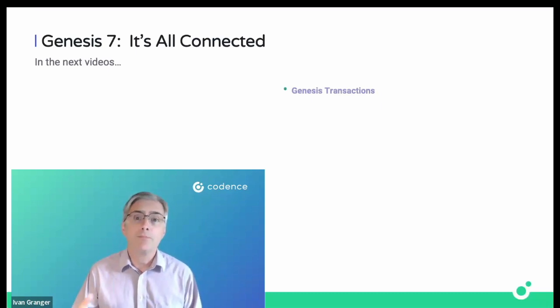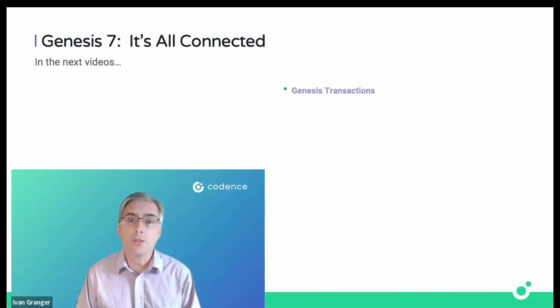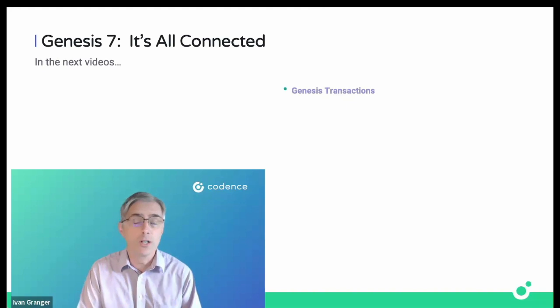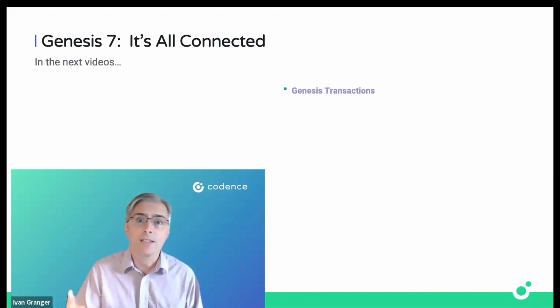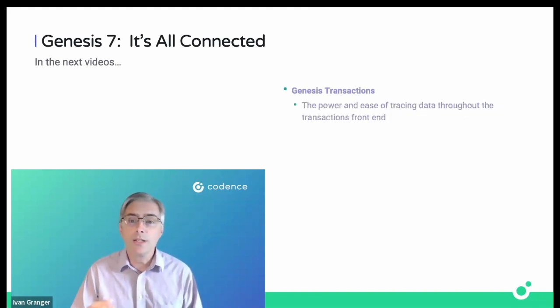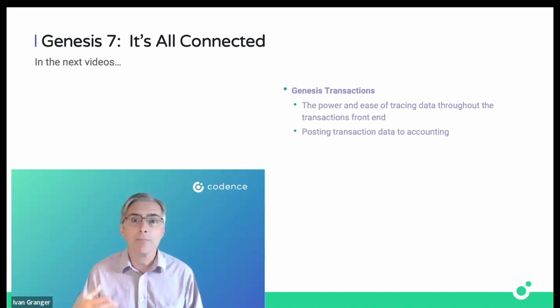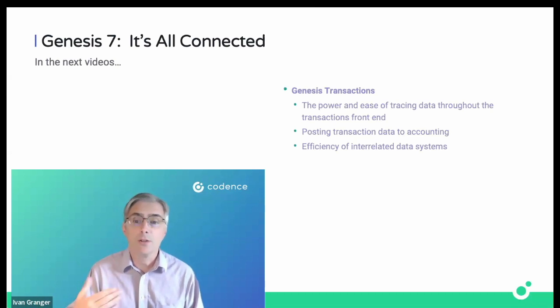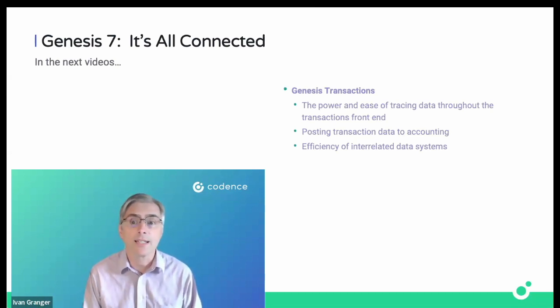It's optional, but whether you choose to use your own preferred front-end solution or Genesis Transactions, it's a good place for us to start, both to see where the data begins that will eventually end up in Genesis Accounting, but also to see the power of being able to trace interrelated data among your transactions modules, invoicing to products, that sort of thing. So we'll look at tracing data throughout the transactions front end, and also we'll briefly look at posting transactional data to Genesis Accounting, and also just look at the power and efficiency of that interrelated data.